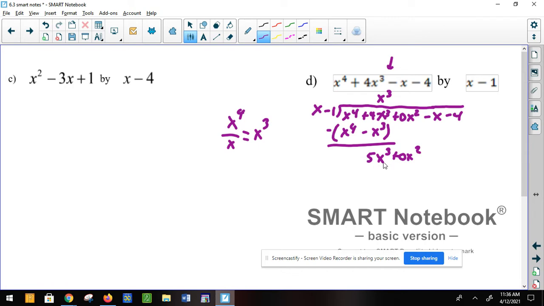How many times does x go into 5x cubed? Write it out if you need to. And you get 5x squared. So I'm going to write plus 5x squared here. Part of the reason why you need that placeholder is you need a place to put that part of your quotient. 5x squared times x is 5x cubed. 5x squared times negative 1 is negative 5x squared. And the other reason is you need it to bring it down so you have something to subtract this step from. 5x cubed minus 5x cubed is 0.